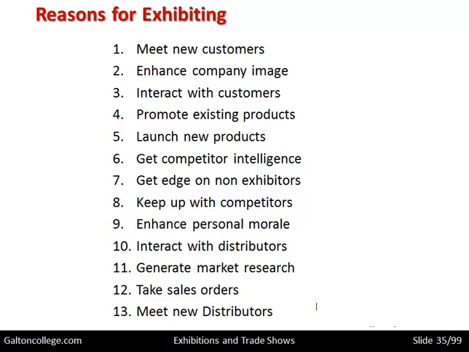And also meeting new distributors. It's not just dealing with existing distributors, but perhaps looking at new distributors and looking at new markets and looking at ways into new markets. And that could be a way of getting growth for the business. And that list comes from that textbook.